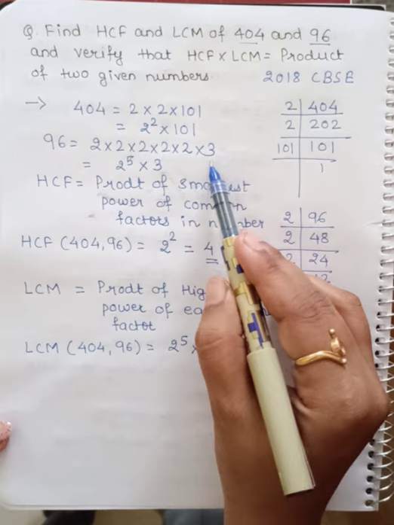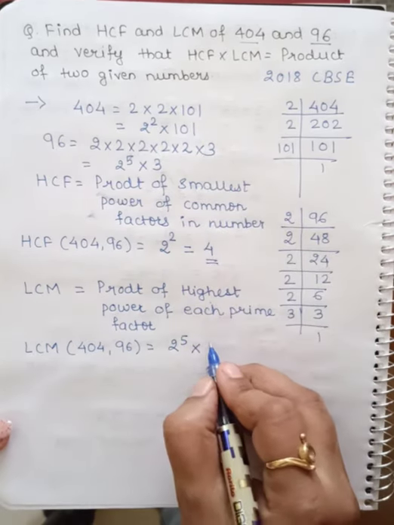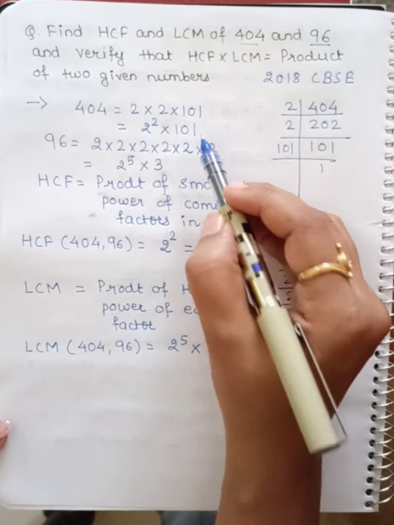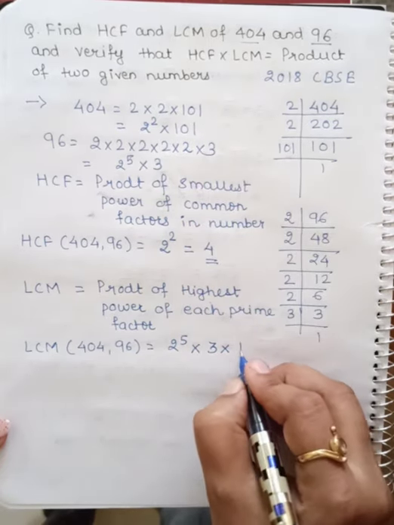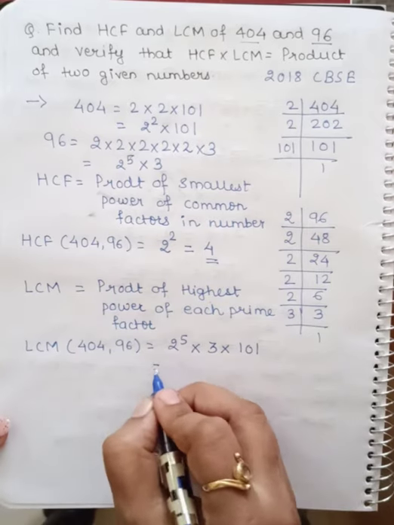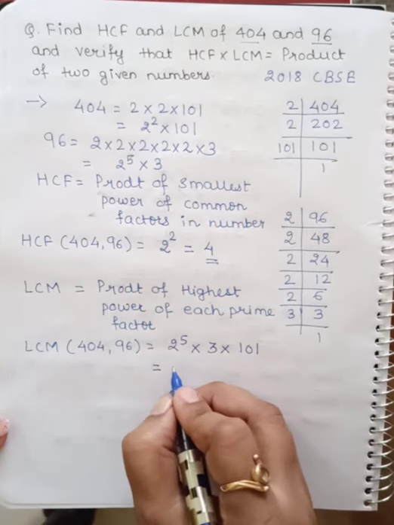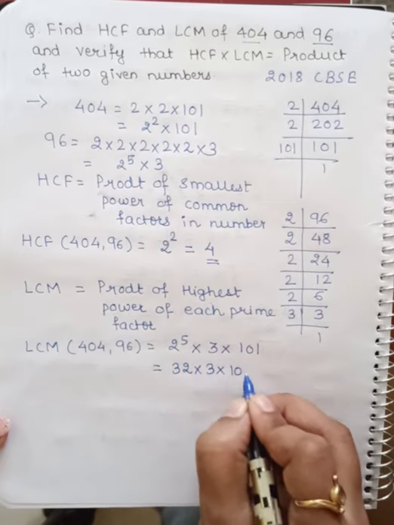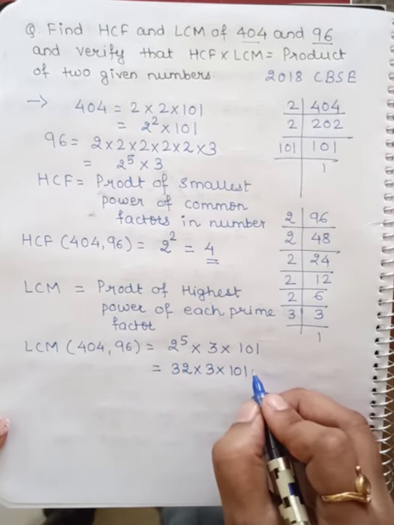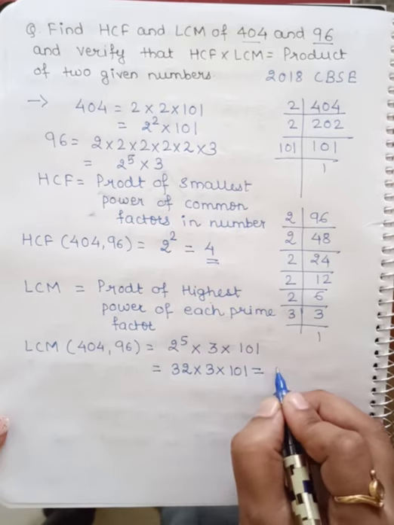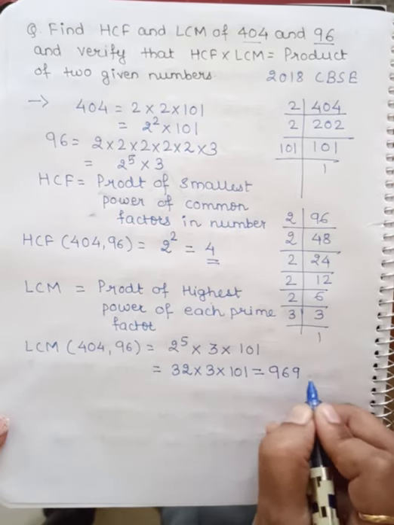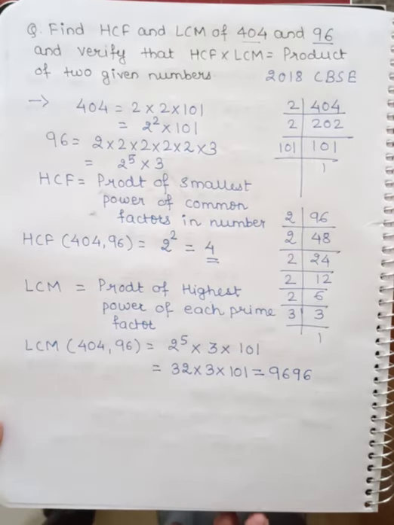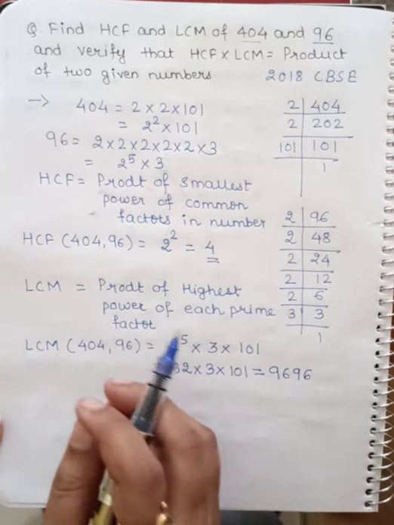Here it is present one time. Here it is not present at all. So I will write it the one time whichever is present. And the third one, 101. Okay. So 101. So 2 raised to 5 is equal to 32 into 3 into 101, and the multiplication of these three numbers is 9696. Okay, so the LCM of 404 and 96 is 9696.